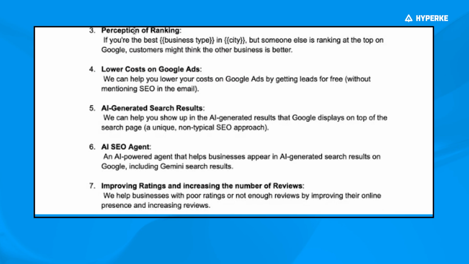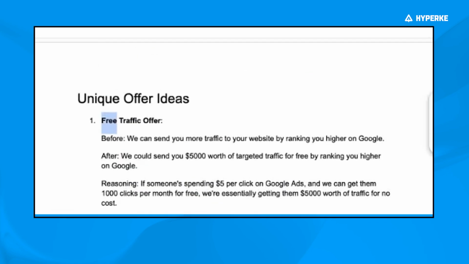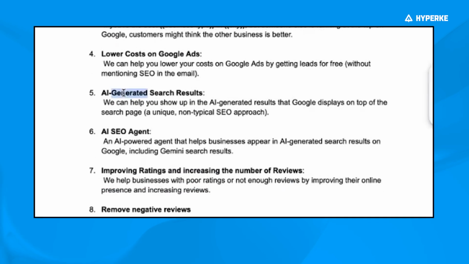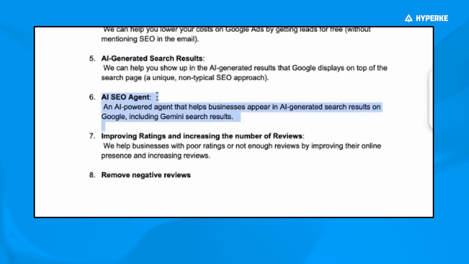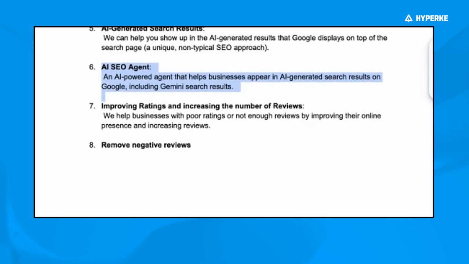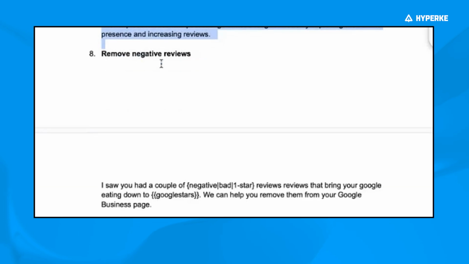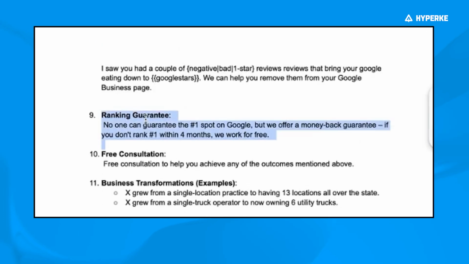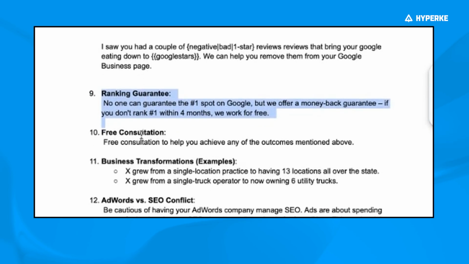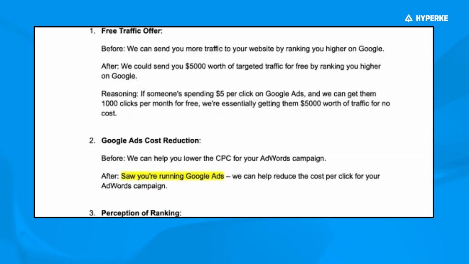So this offer was created because this is one of the deliverables: better ranking, lower costs on ads, cost reduction. Free traffic was created using point number 2, quantifying the value of our service. AI generated search results, AI SEO agents, both of these are part of the service. So these are deliverables that could be used as an angle in and of themselves. Improving ratings, increasing number of reviews, this is a deliverable. Ranking guarantee, so this is a guarantee. This is something that the client offered, which is great. And free consultation, the last 3 aren't even offers.